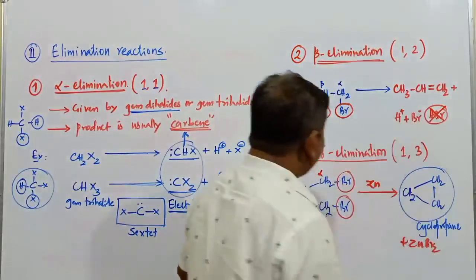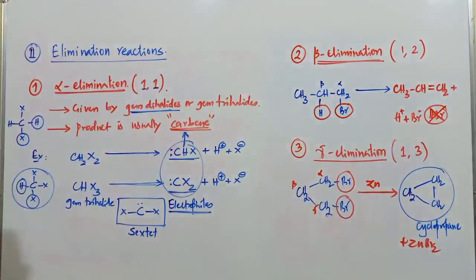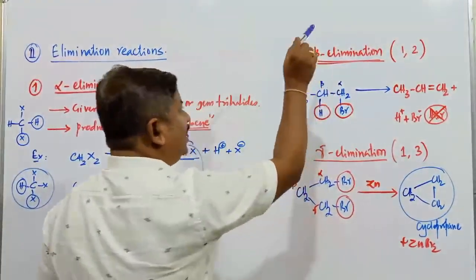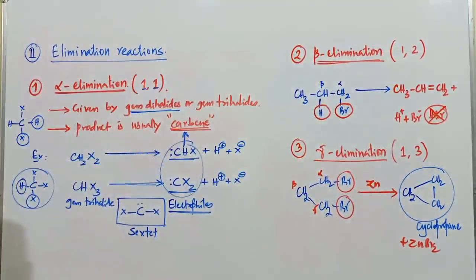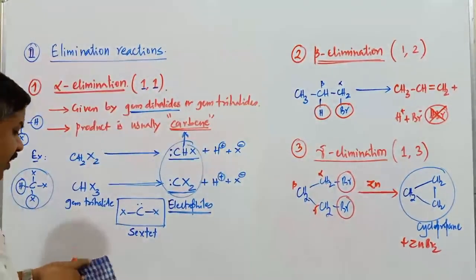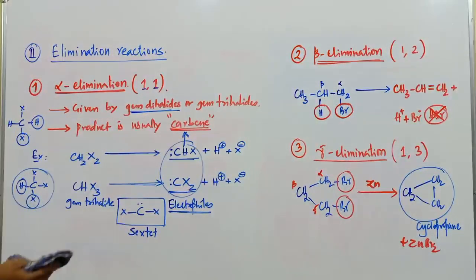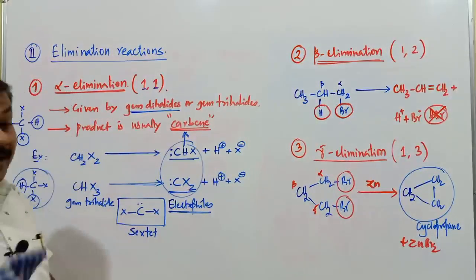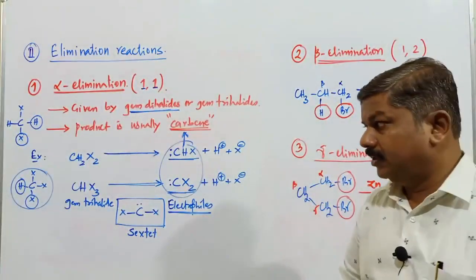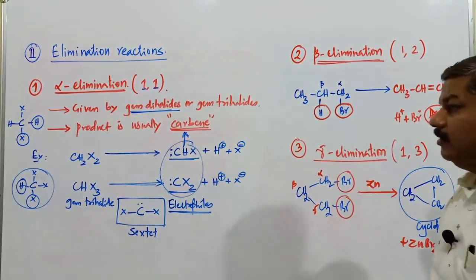Then after this particular alpha, beta and corresponding gamma, we have to concentrate upon this particular beta elimination generally. Now our discussion is going to be basically concentrated on beta elimination reaction. What is the meaning of beta elimination reaction? Just now we have discussed. Then we have to discuss about different types of beta elimination reaction. We copy this one. Different types of beta elimination reaction.